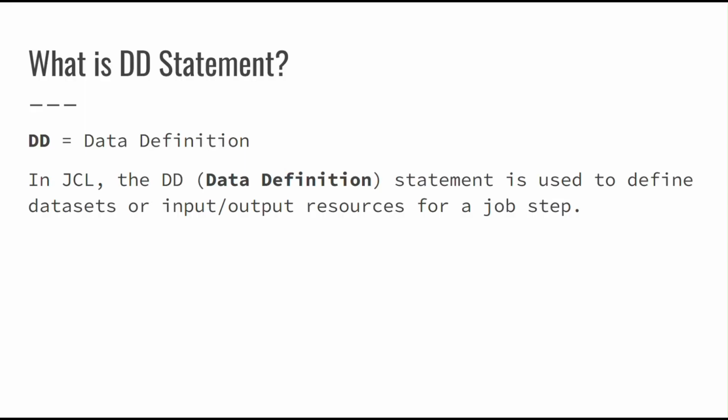What is the DD statement? DD means data definition. In JCL, the DD statement is used to define datasets or input-output resources for a job step. It tells the operating system what data a program needs, where it is located, how it should be handled, and where the output should go.